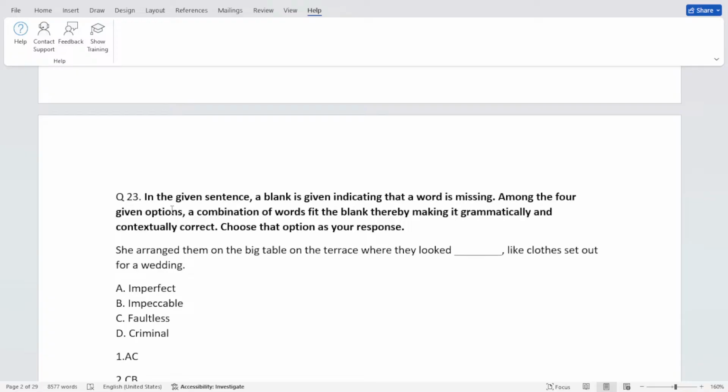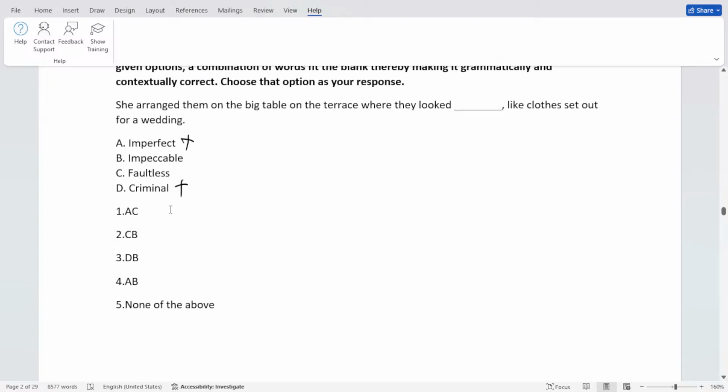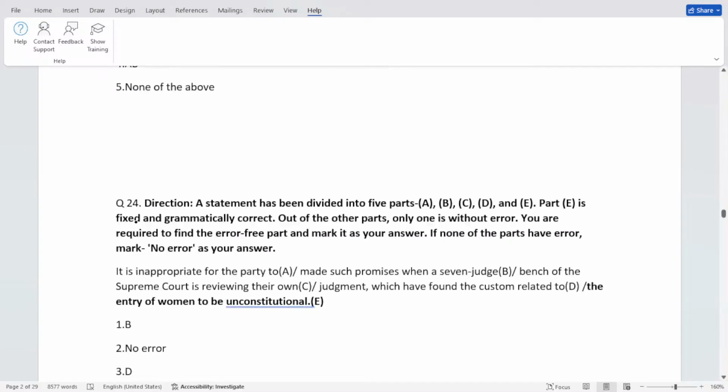When it comes to imperfect, it is not arranged properly. So it will not be perfect. It won't be taken. Criminal means negative, something happened by the person. So negatively happened. These are related to negative impact. So we have to eliminate these two. And accordingly, answers will be B and C. So the answer we are supposed to take is the second one. So now we will go for the next question.